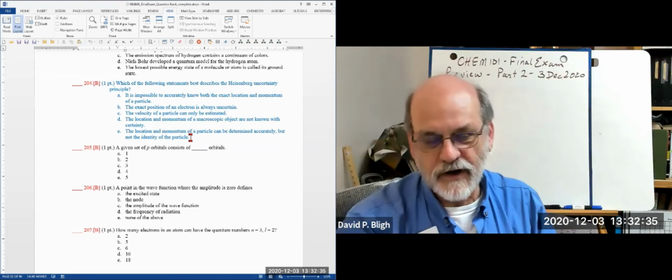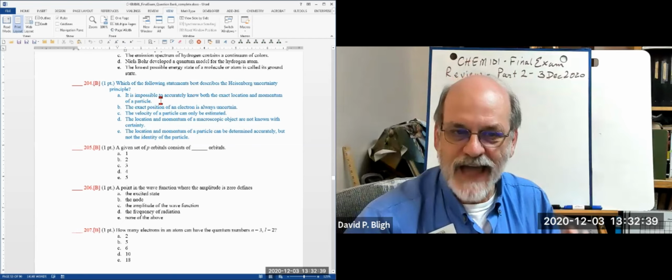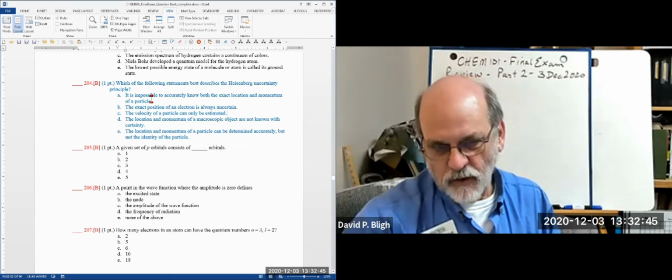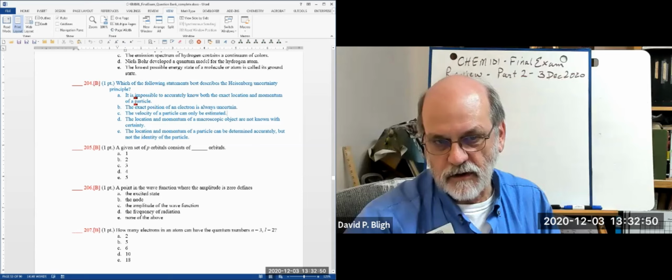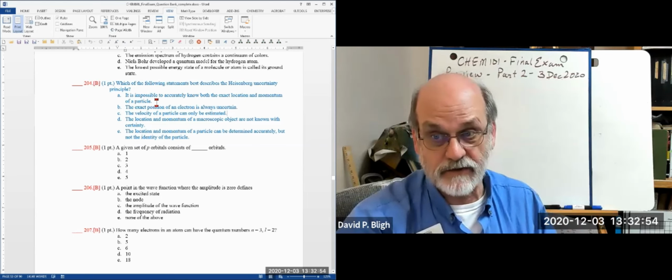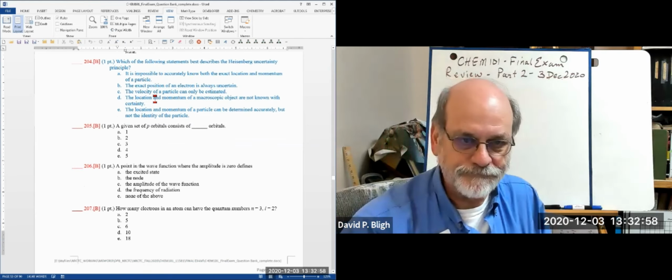So there you are. The best answer for this one is A. It's impossible to accurately know both the exact location and momentum of a particle. We probably should have said a subatomic particle or a very small particle. That would have been more accurate, but this is still the best answer for 204.